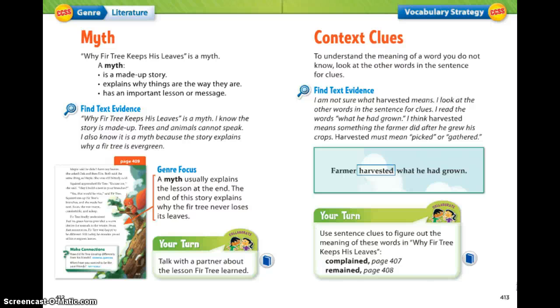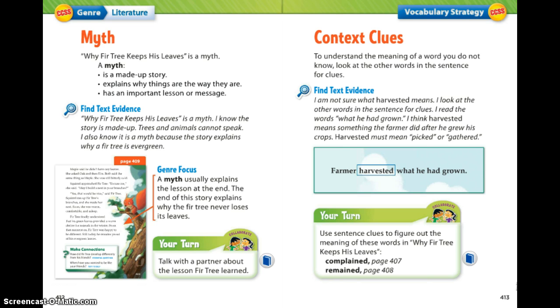Before we read the shared read for the week, I want to take a moment and talk to you about the type of genre you're reading. This genre is called a myth. Why Fir Tree Keeps His Leaves is a myth. Take a look at the bold. A myth is a made-up story, explains why things are the way they are, has an important lesson or message.